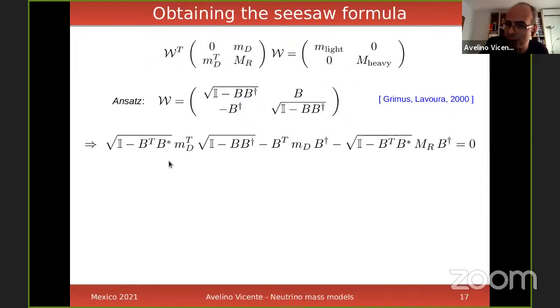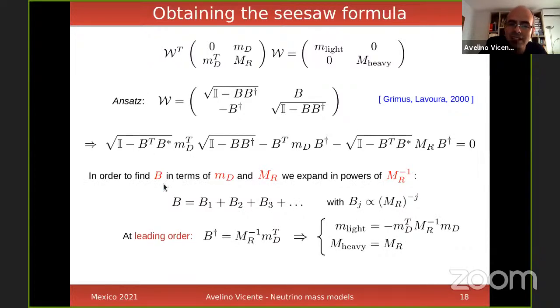I'm convinced that you cannot see a solution just by looking at this equation. It's pretty complicated. It's a matrix equation, so it's not simple to find a solution, but there is a simple trick. As usual, we are physicists, we work with expansions, and we always do Taylor expansions. So we will consider that B can be written in powers of 1 over MR. We will have in mind that MR is a very large scale, as we already do in the seesaw mechanism. And we will consider that B can be written as B1 plus B2 plus B3 plus B4 and so on, where each Bj is proportional to MR to the minus j. So each term in the expansion is supposed to be much smaller than the one before.